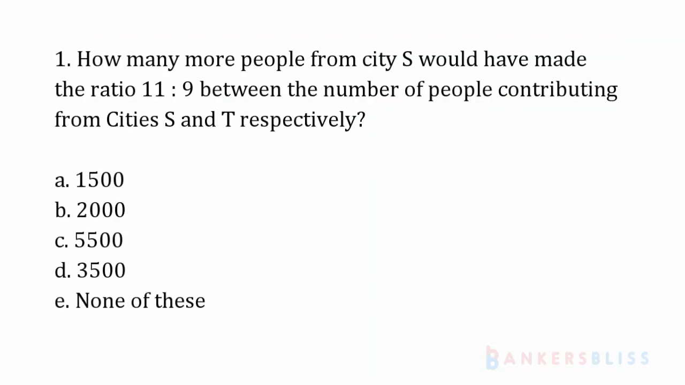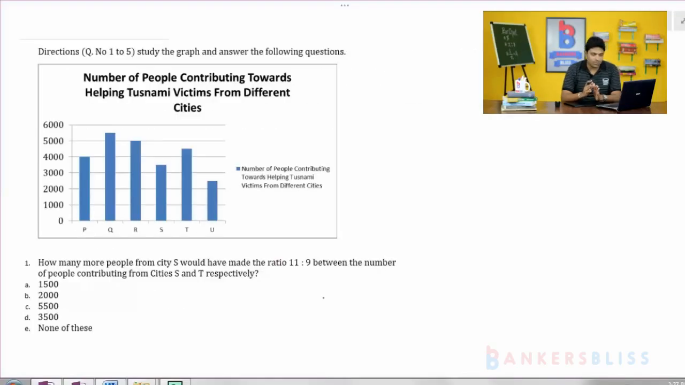Now, how many more people from city S would have made the ratio 11:9 between the number of people contributing from city S and T respectively? Do not panic, very simple question. Presently the ratio is not 11:9, so how many more people do you want for city S? After adding those many people, you will get the ratio 11:9. T is not touched, we are dealing only with respect to S.